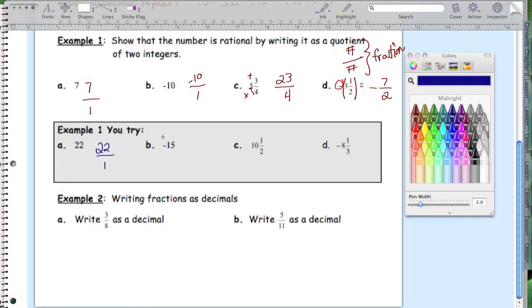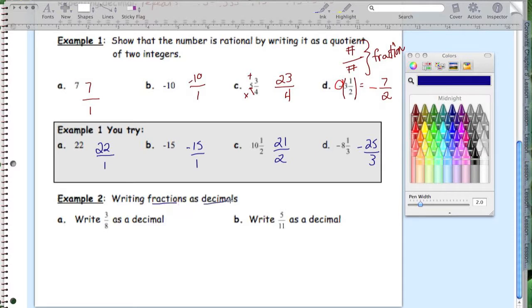All right, you try. 22 over 1 shows that it's rational. Negative 15 over 1 shows that it's rational. This would be 21 over 2, showing that it's rational, and this would be negative 25 over 3, showing that it's rational.